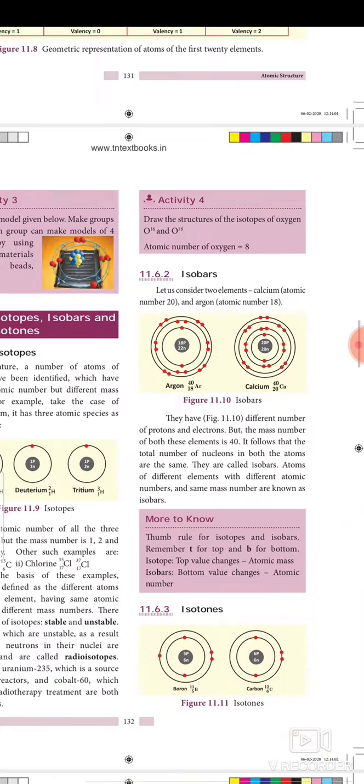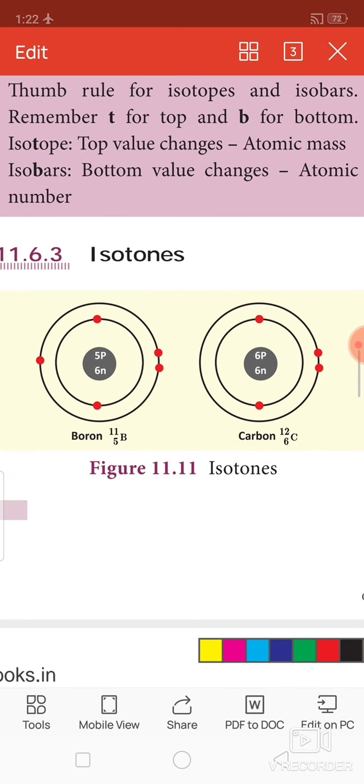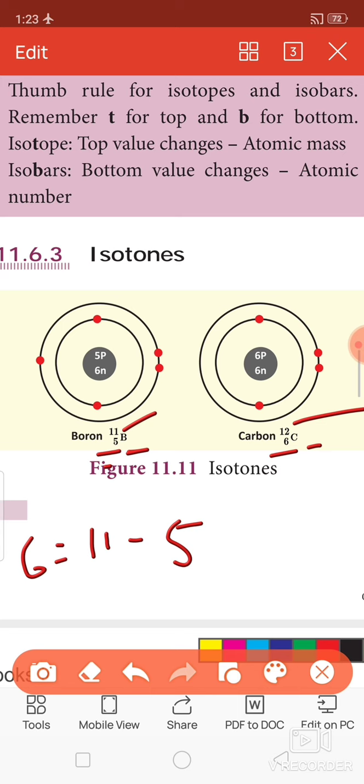Next, we need to see about isotones. See this example, boron-11 (atomic number 5) and carbon-12 (atomic number 6). See, the elements are different. Here boron, here carbon. Atomic numbers are different, 5 and 6. Mass numbers are different, 11 and 12. Then what is the similarity between them? Find out the neutron number. 11 minus 5 for boron is equal to 6. Find out the neutron number for carbon. 12 minus 6 is equal to 6.